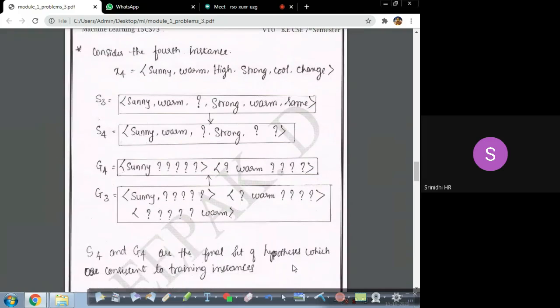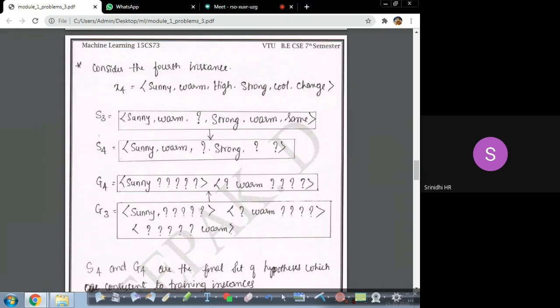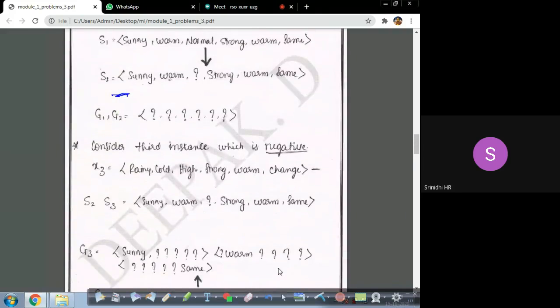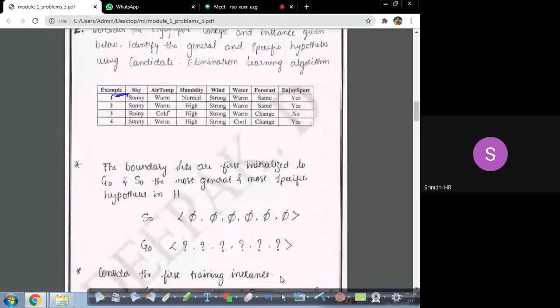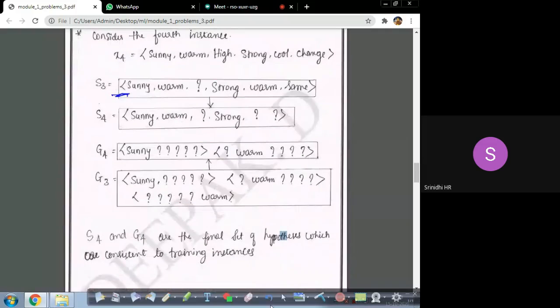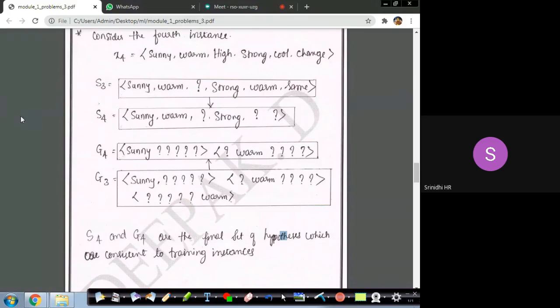Let's consider X4, that is my fourth instance. X4, I'm having this instance. Is it a positive or negative instance? Can we just go back to the question and check whether my X4 is a positive or negative instance? Here my X4 is a positive instance. Now, if it is a positive instance, can somebody confirm me what value should I update? I should update my specific hypothesis or the general hypothesis?